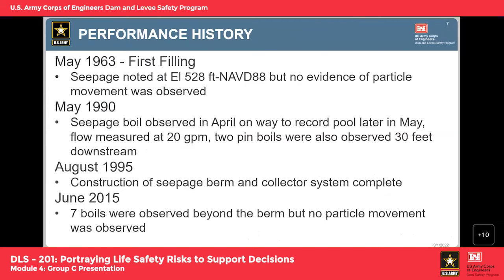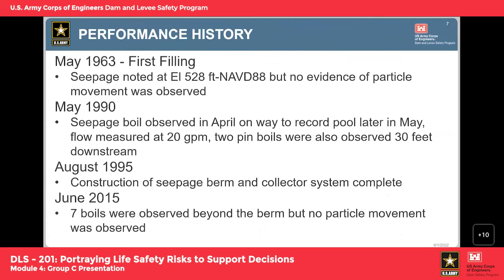Again, in the record event for May of 1990, the pool reached 590.8 on its way up, on April 30th. A seepage boil was observed at the left abutment toe. Flow was measured originally at 20 gallons per minute, and within a few days two more pin boils were observed in a similar case just 30 more feet downstream.